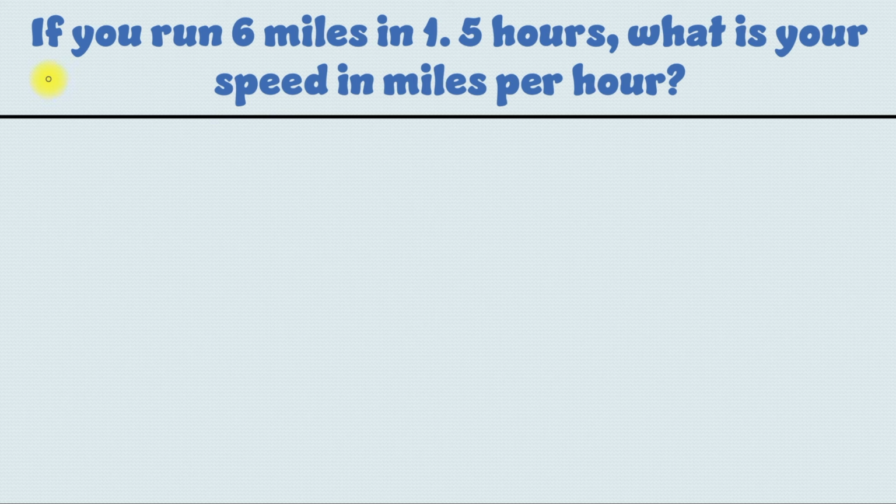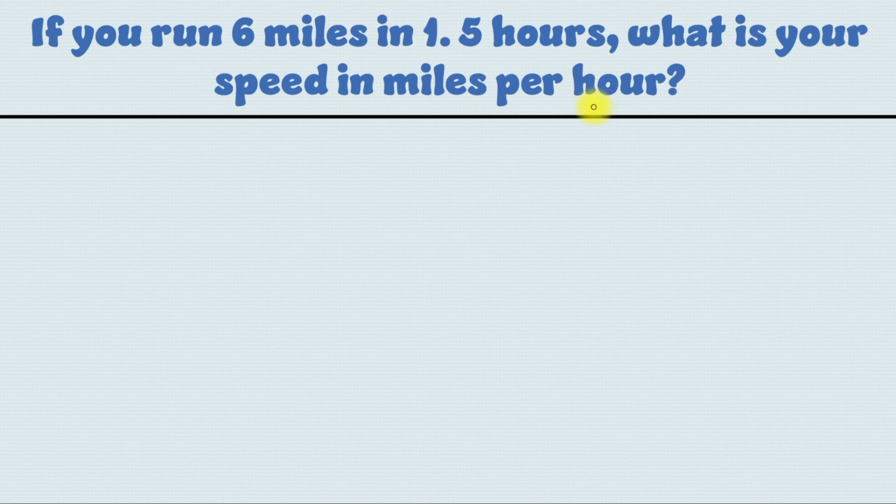In this video, we're going to answer this question. It says, if you run 6 miles in 1 5/10 hours, what is your speed in miles per hour? Because we're comparing two things, and more specifically measuring one thing, in this case the miles, by a second thing, in this case the hours, this means we're talking about something called rates. In this case, it's distance measured in miles, and you're measuring that in time measured in hours.